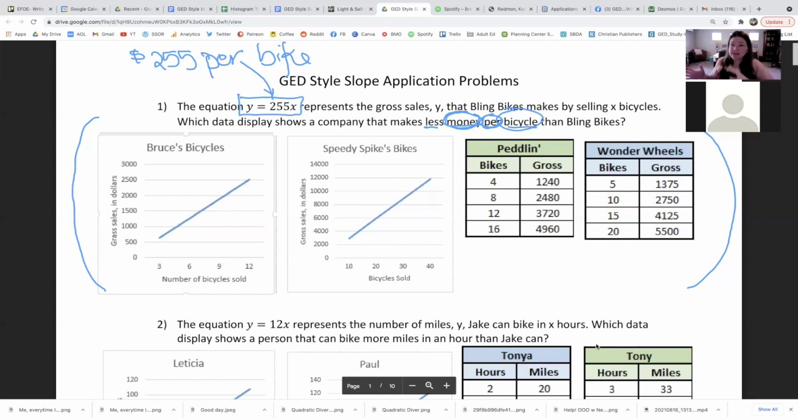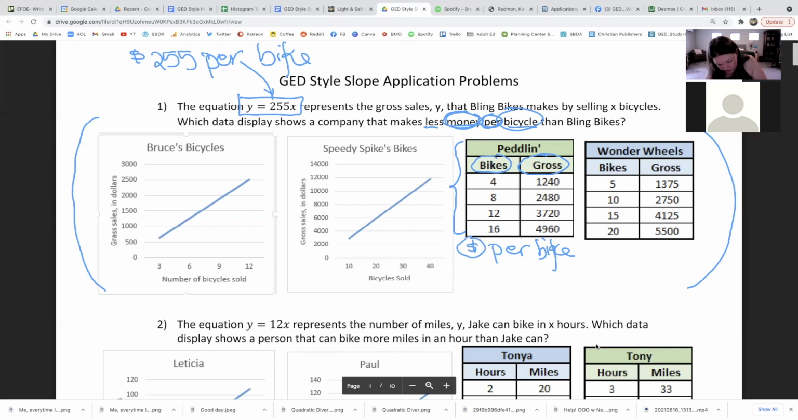Now, it's really easy on the tables. So I'm going to go to the tables next to see how much they're making per bike. Okay, so let's take a look at this table for Pedaling. You can see that in the first column, I have number of bikes, and in the second column, I have the gross, the money that they're making. So if I want to find the money per bike for this company, what I need to do is do exactly what this phrase says. It tells me what math to do in the phrase, guys. It says take a dollar amount.